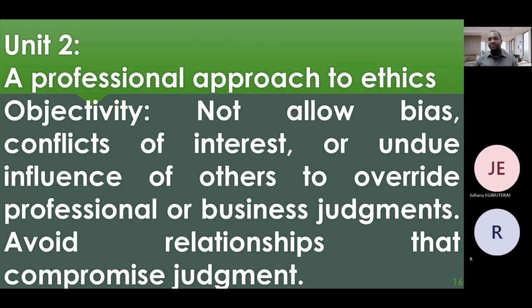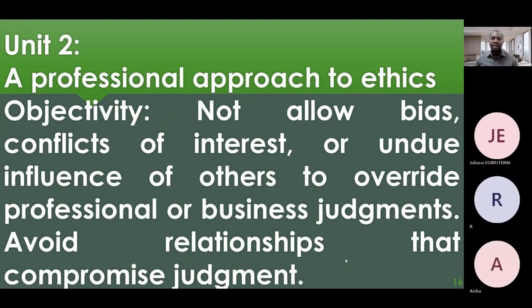So we looked at integrity. Let's look at number 2, which is objectivity. You must not allow bias, conflict of interest, and undue influence to override your professional and business judgment. You must avoid relationships that compromise your judgment. It's very important. So as an accountant, you must be objective. You should be able to see the true picture and speak that picture, no matter who it's against.